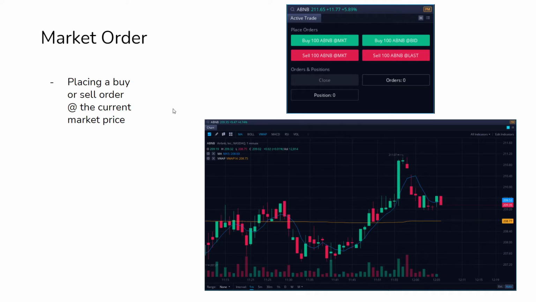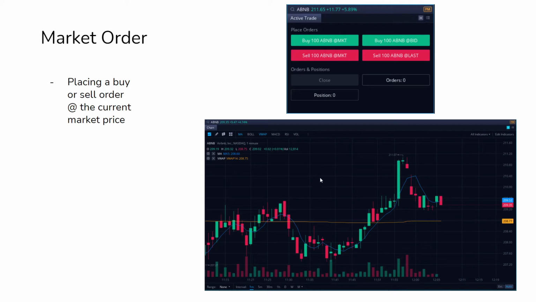So if I wanted to submit a market order, and for some reason my strategy and my plan was telling me that's the price I want, this looks like a good buy, I want it now, I would just place a market order, and then it would fill me wherever the market is.